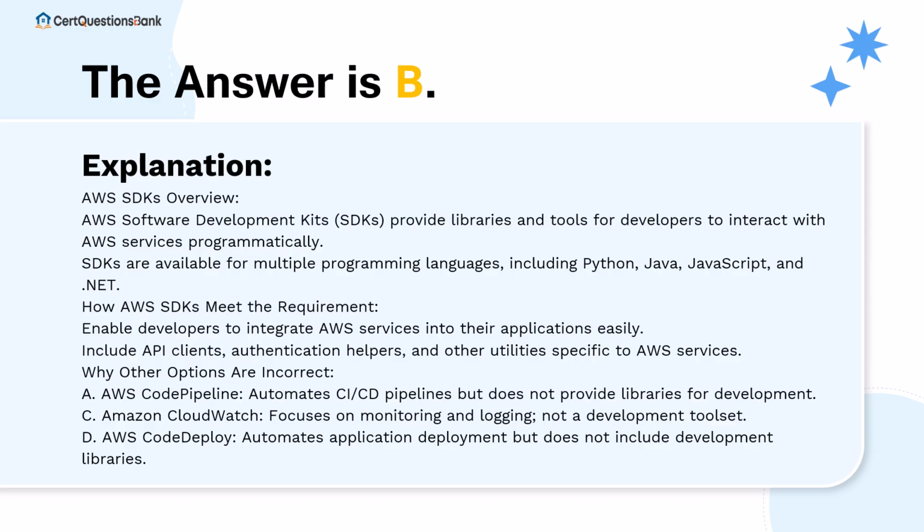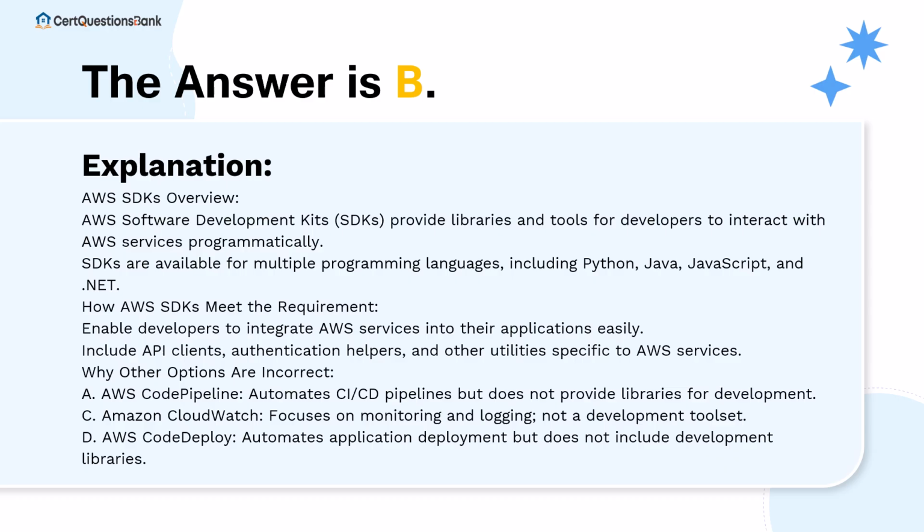How AWS SDKs meet the requirement: they enable developers to integrate AWS services into their applications easily. They include API clients, authentication helpers, and other utilities specific to AWS services. Why other options are incorrect?